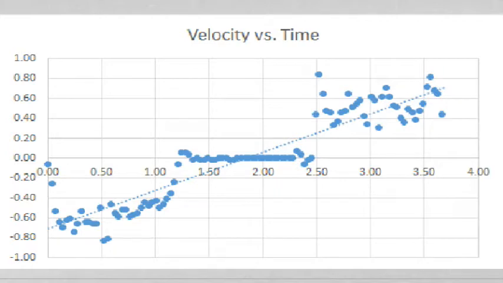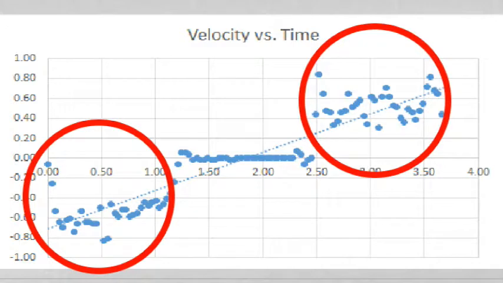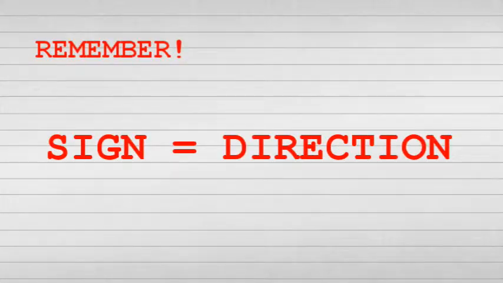This is the graph of the velocity versus time. As we can see, the line of best fit of the graph shows that the velocity of the crane machine is not constant, even though it's controlled by a machine. As we can see, there was a certain time interval where the crane had an almost zero velocity. This is because when the crane was trying to grab the toy, it was not moving. The reason why we have positive and negative is because the crane moved downward and upward. Remember, the positive and negative signs only determine the direction.